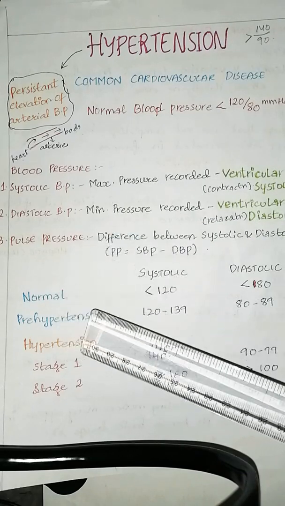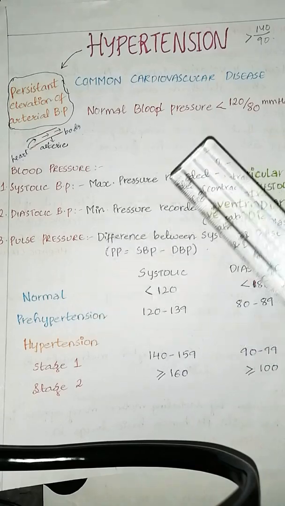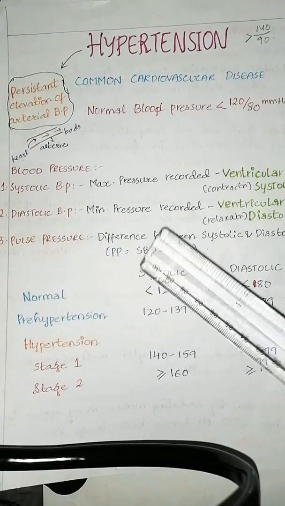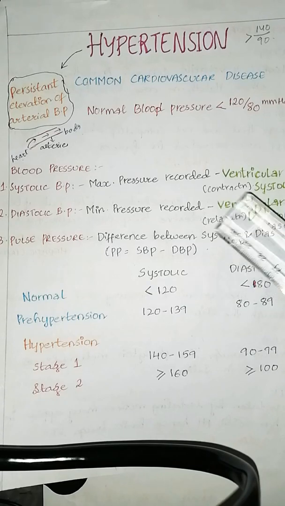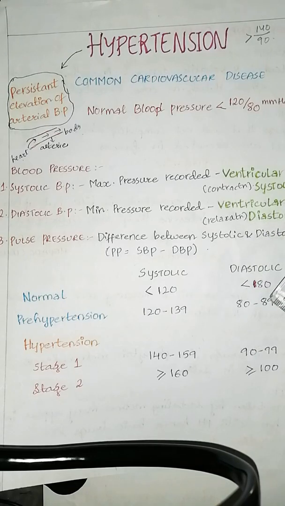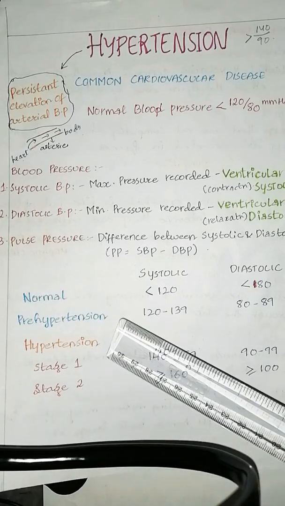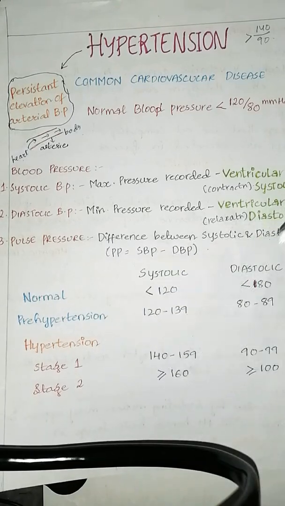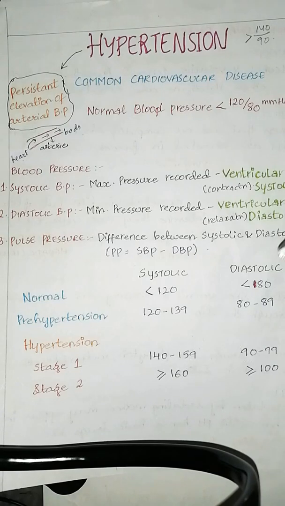Here we have a chart describing the various stages of hypertension. First, normal: systolic blood pressure should be less than 120, whereas diastolic should be less than 80. In the pre-hypertension stage, systolic should be 120 to 139 and diastolic 80 to 89. In hypertension, we have two stages. In stage 1, systolic should be 140 to 159 and diastolic 90 to 99. And in stage 2, systolic should be greater than or equal to 160 and diastolic greater than or equal to 100.